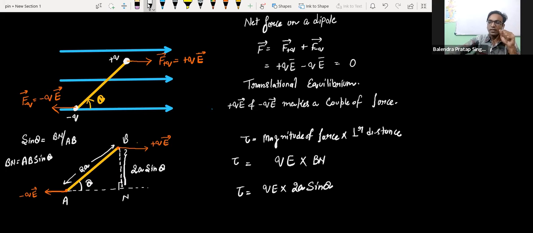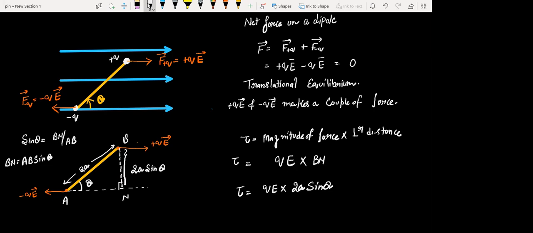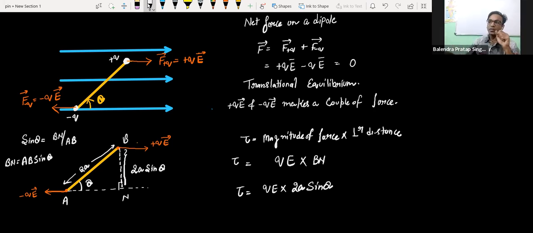QE into 2A sine theta. Okay. And can you tell me, Shafullah, is there any dipole moment in this expression? Any hidden dipole moment in this expression? Yes, sir. What is that? 2A Q. Yeah, it's a Q into 2A.